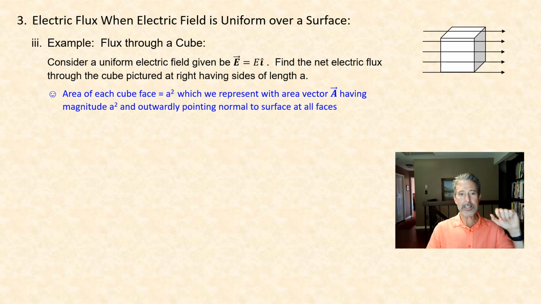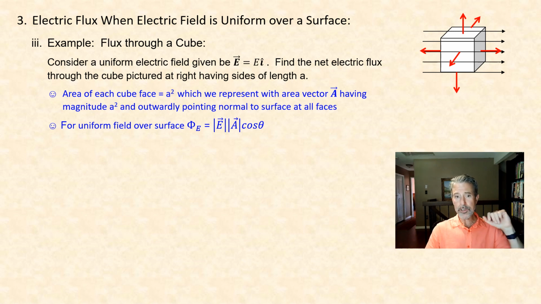Start here by noting that the area of each cube face is A squared. This surface has 6 sides, each with the same area A squared. And when we represent each of these sides with an area vector A, which must be an outward pointing area vector for a closed surface, I'm showing you here these 6 area vectors. Notice that those area vectors are normal to, perpendicular to, each of the 6 faces, and point outwards.